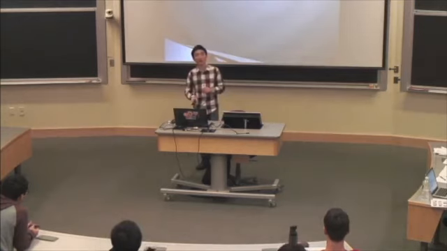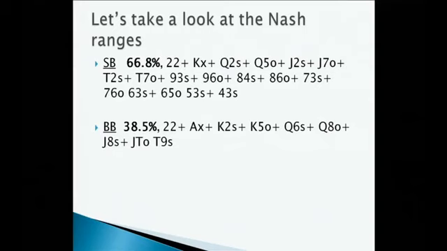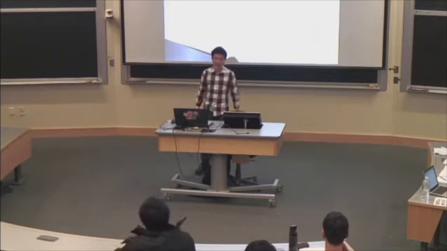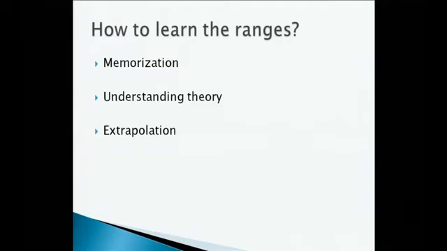Okay, so now let's go to some concrete ranges. Now you can ask me, how do we learn these ranges? I showed you the Nash range for one specific situation, but the situations you can enumerate, there's going to be a lot. I showed you the range for small blind versus big blind, and there's 15 big blinds. But what if it's 14 big blinds? What if it's 13 big blinds? What if it's 10 big blinds with no ante? So essentially it's a combination of memorization, understanding theory, and then extrapolation and interpolation.